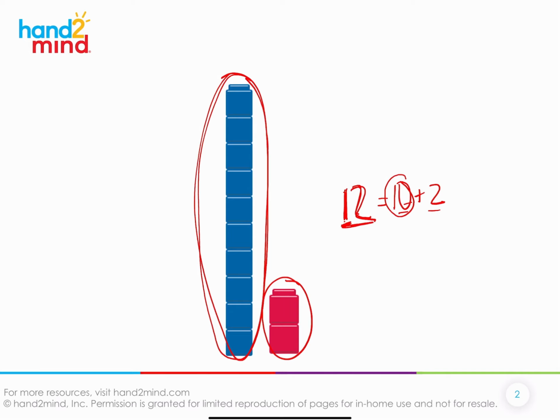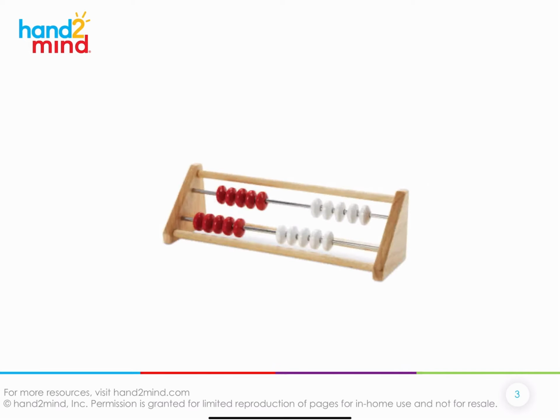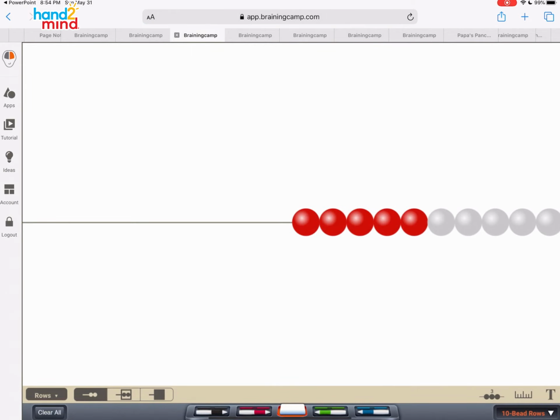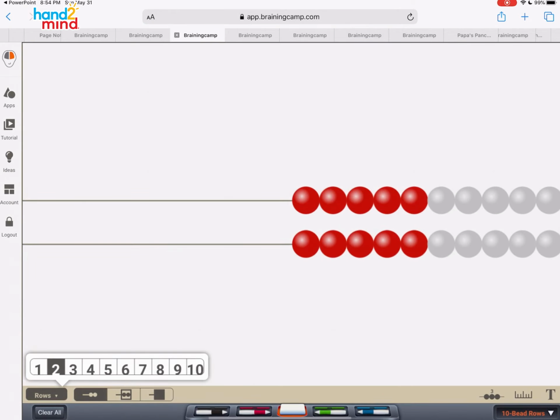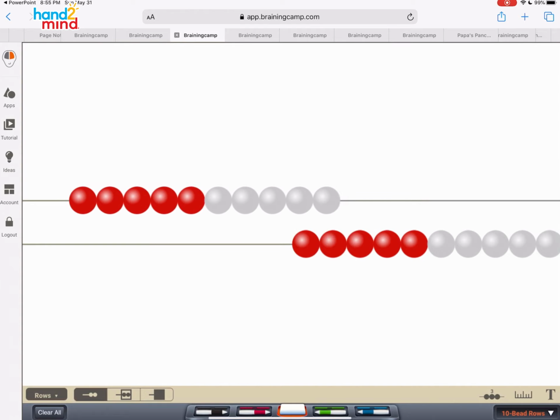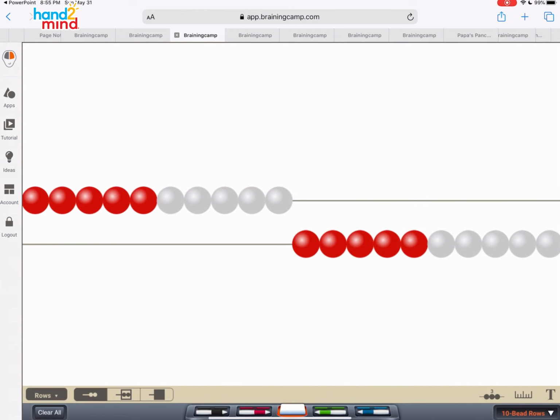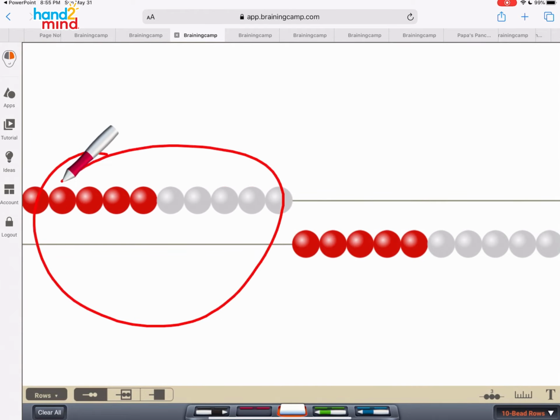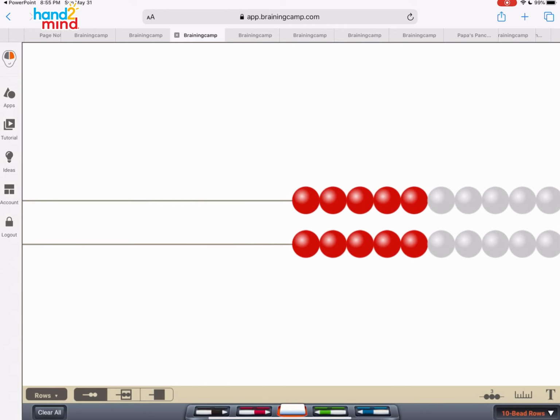Okay, so what we're going to do next is we're going to use the Rekenrek to work on this idea. So I'm going to use Braining Camp, and we're going to put 2 rows on here. And remember, when we use the Rekenrek, the way that we do that is we pull over the beads. And so I'm going to pull over some beads, and we're going to look right here. So this is where you're going to look, and I'm going to ask you how many and how do you see it? Are you ready? Here we go.